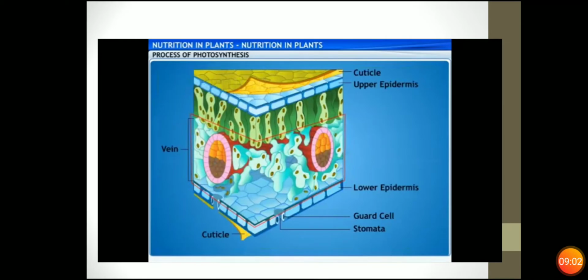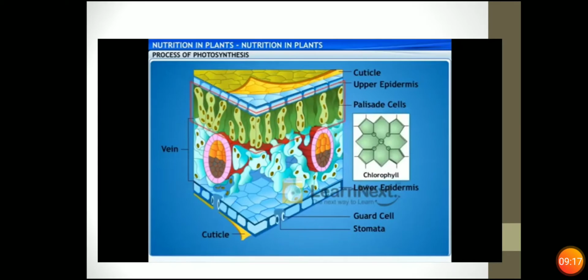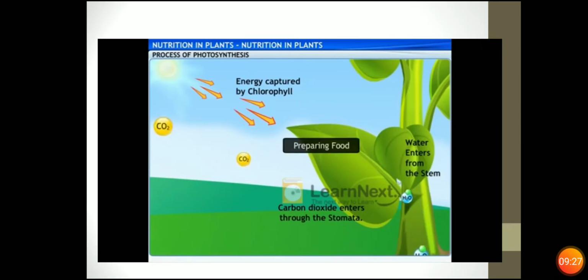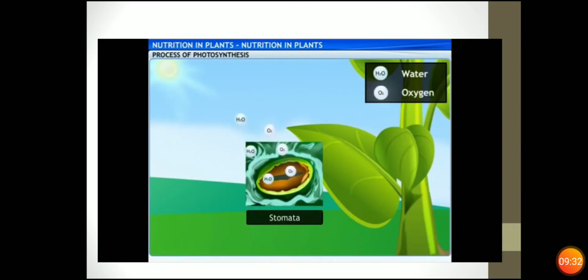The area above the lower epidermis is called the vein. It contains vessels that bring water and minerals to the leaf. Above this is the layer containing palisade cells, containing green pigments called chlorophyll. The chlorophyll present in palisade cells captures energy from sunlight and uses it to prepare food from carbon dioxide and water. The byproducts are oxygen and water, which are released through stomata during daytime.